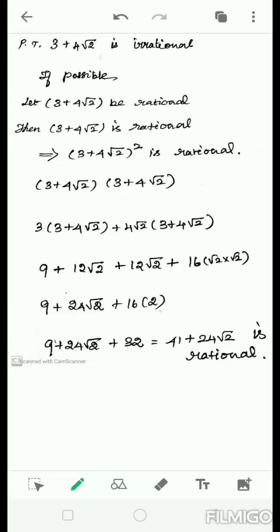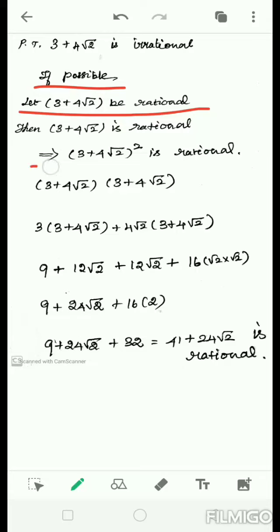The condition given is that 3 plus 4 root 2 is irrational, and we want to prove that. So we have to assume the opposite. What is the opposite of irrational? Rational, right? So for this number 3 plus 4 root 2, if possible, let us consider it as a rational number. That is the first step I have written here: if possible, let 3 plus 4 root 2 be rational. Now we have assumed that it is rational.